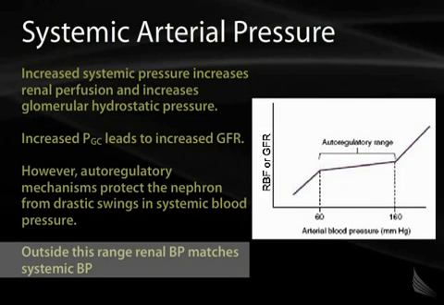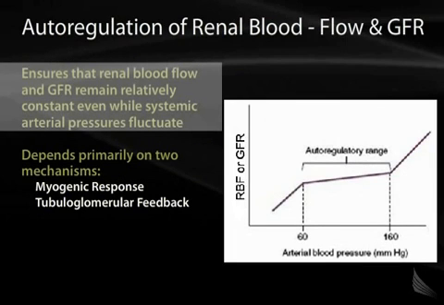This ability of the kidney to autoregulate is somewhat dependent on the health of the total body vasculature. As individuals get older, or with more vascular disease, this autoregulation range can become more and more narrow, where smaller changes in arterial blood pressure can lead to true changes in GFR. The purpose of autoregulation is to ensure that renal blood flow and GFR remain relatively constant, even while systemic arterial pressures may fluctuate.